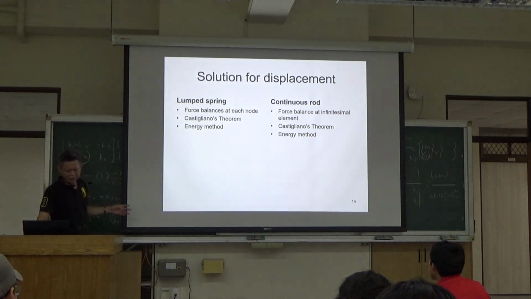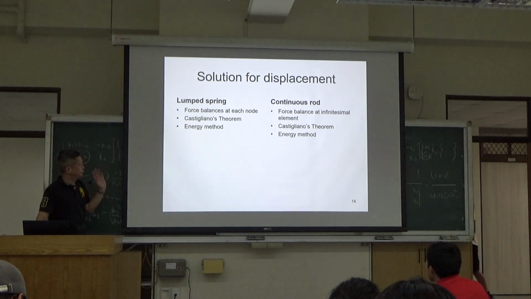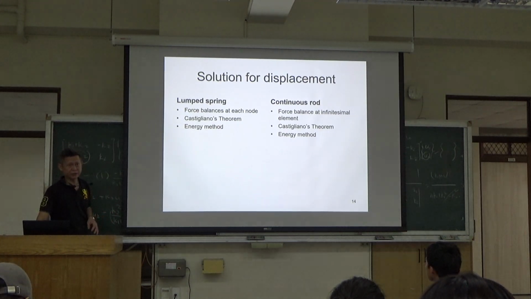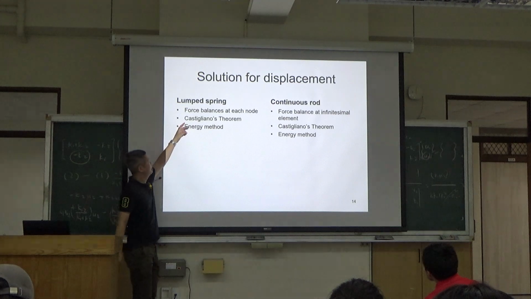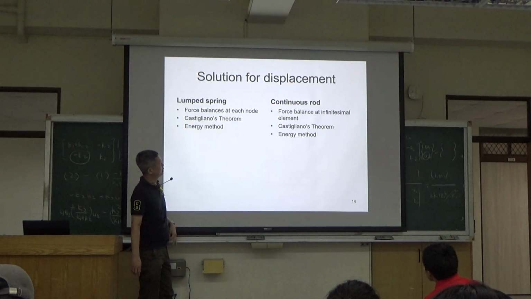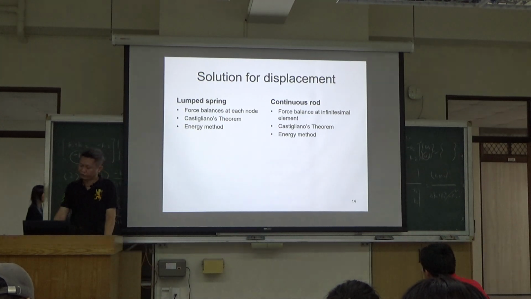So we have to realize that your finite element is just a spring. It handles only end forces. You cannot handle any intermediate forces. So for that kind of spring, you use Castigliano, you use the energy method. Okay. The same method can also apply to a continuous rod.